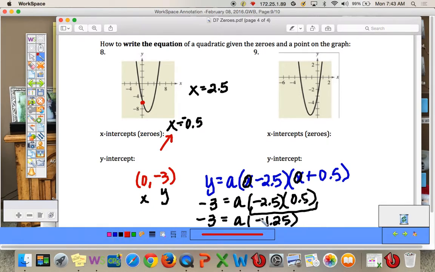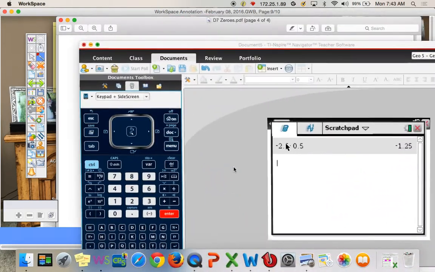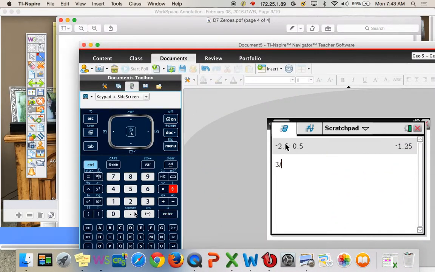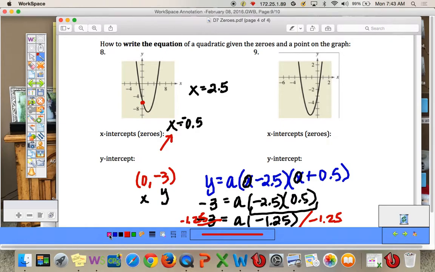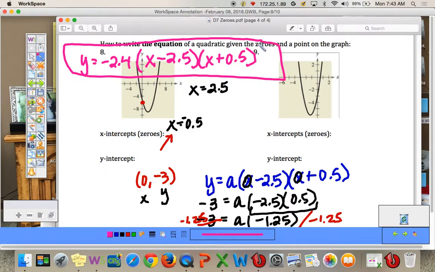We'll divide each side by negative 1.25. So in our calculator, we'll do 3 divided by negative 1.25, and we get negative 2.4. So that's what A equals. The equation of this graph would be negative 2.4 times our x-intercepts, the opposite of them, so x minus 2.5, x plus 0.5. If we were to try to type this in our calculator, we should get this right here.